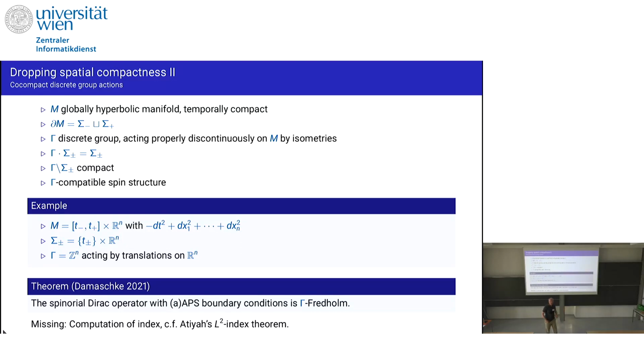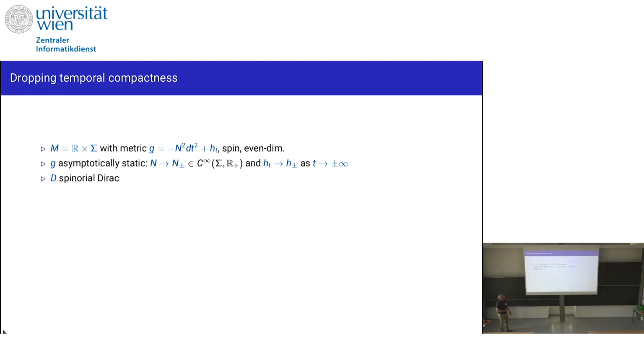Nevertheless, Atiyah tells us that in the Riemannian case, they coincide, and I'm very confident that the same thing will be true in the Lorentzian case, but there's no proof yet. So Damaschke has announced results in this direction, but I haven't seen anything yet. All right, so these are very different approaches to dropping spatial compactness, and let me conclude by mentioning how one might drop temporal compactness.